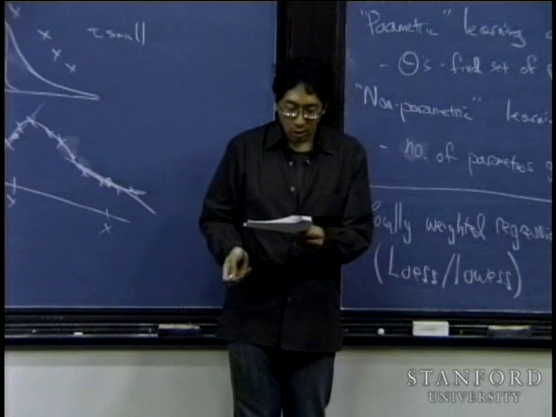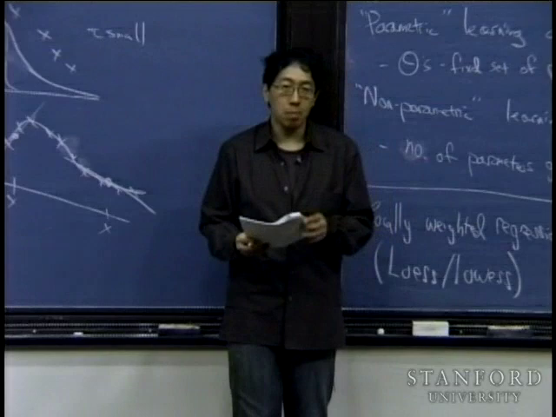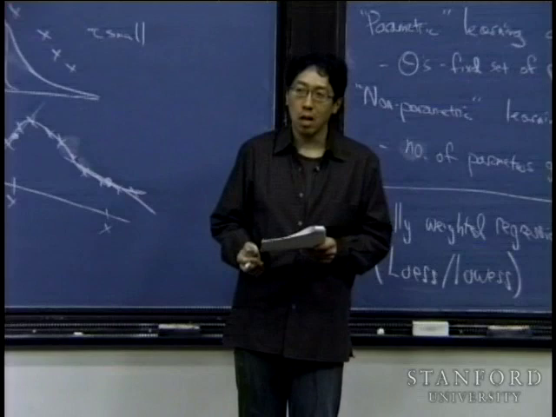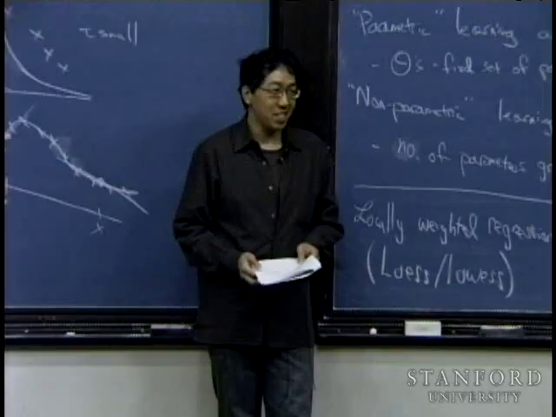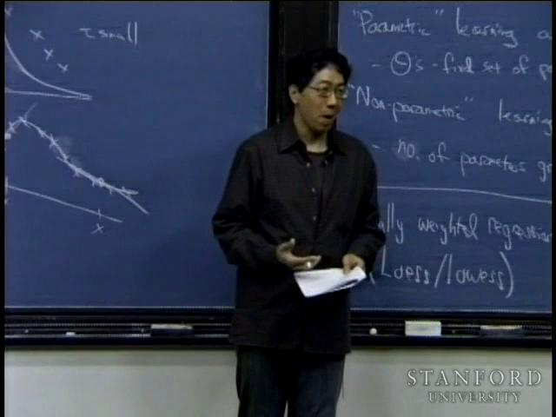So in the problem set, we're actually going to let you play around more with this algorithm, so I won't say too much more about it here. But before I move on to the next topic, let me check what questions you have. Yeah? It seems like you'd still have the same problem with overfitting and underfitting when you have to choose tau. Like if you make it too small, then you're... Yes, absolutely, yes. Locally weighted regression is not a panacea for the problem of overfitting or underfitting.